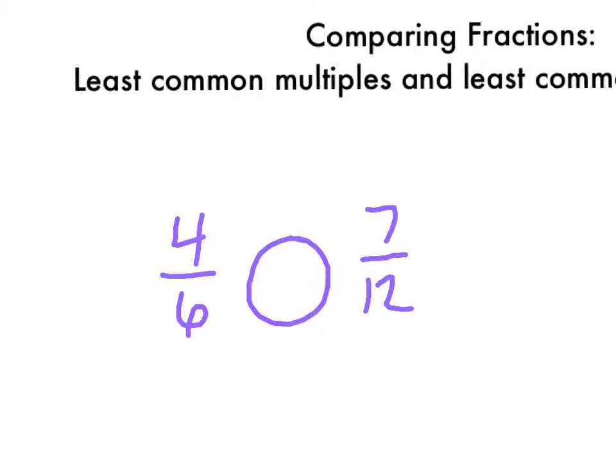Now, why wouldn't our previous strategies work here? Well, numerators, there's a 4 and a 7, so those aren't the same. True. The denominator has a 6 and a 12, not the same. And then half of 6 would be 3, because 6 divided by 2 is 3. So 4/6 is greater than a half.